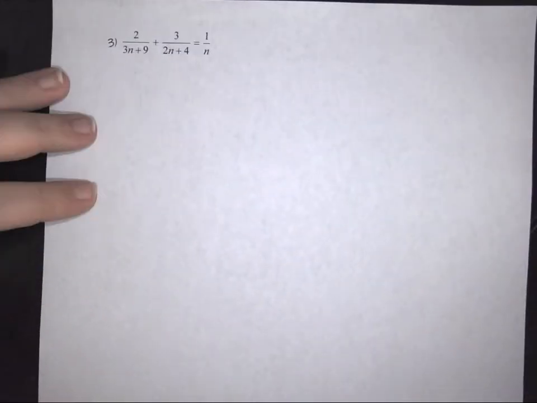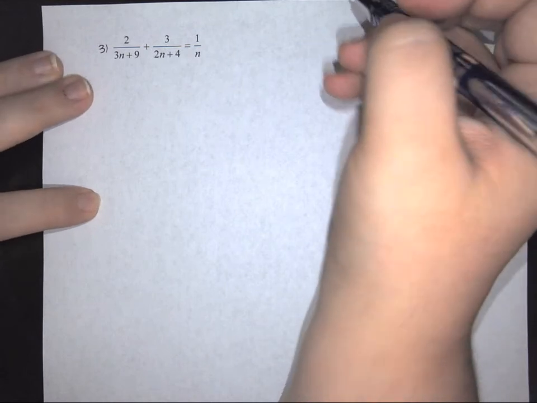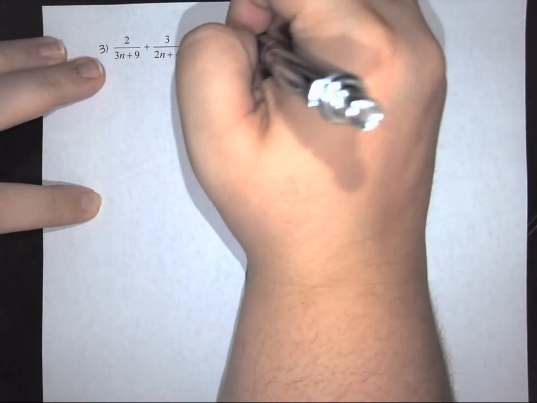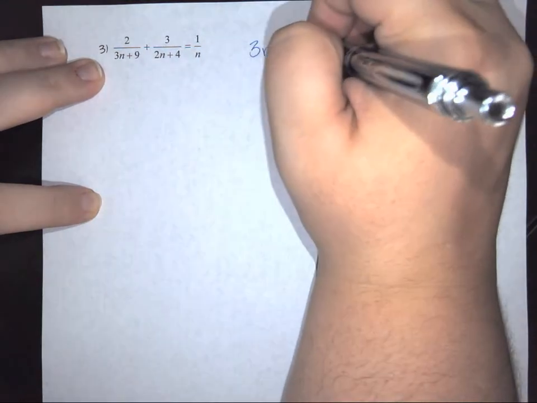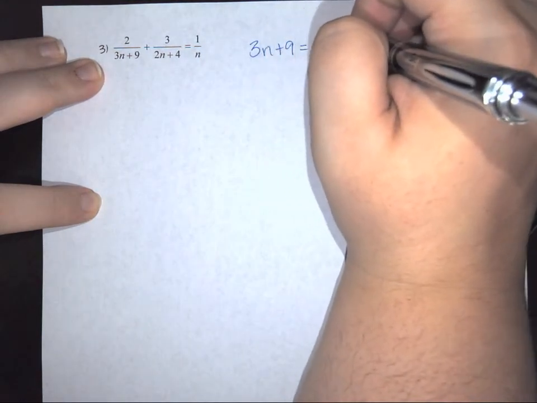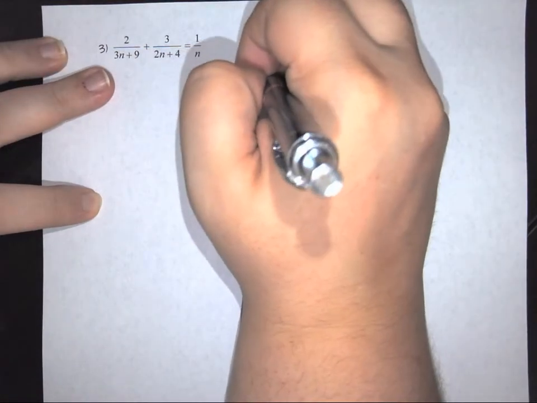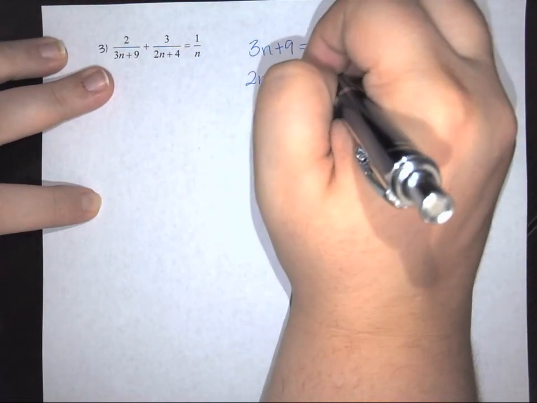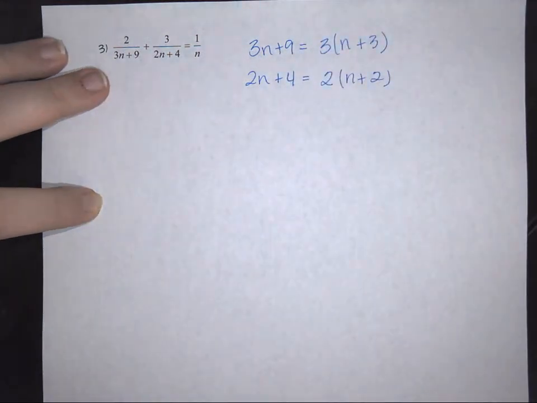Alright, one more. Again, you have to start with the least common denominator. So I have 3n plus 9. Pull a 3 out, leaves you with n plus 3. I then have a 2n plus 4. So pull a 2 out, leaves you with n plus 2. And then I have an n.